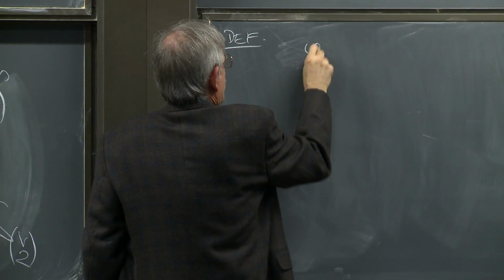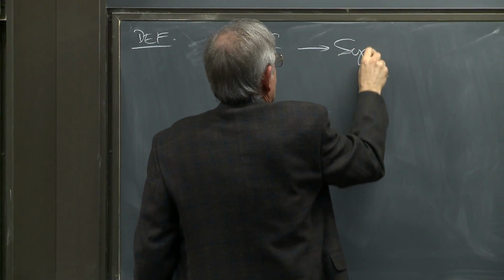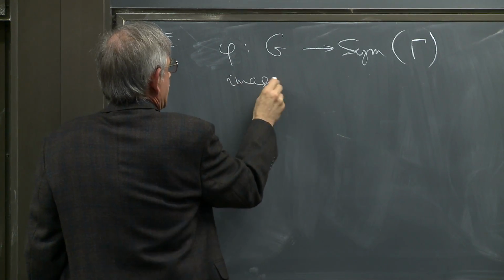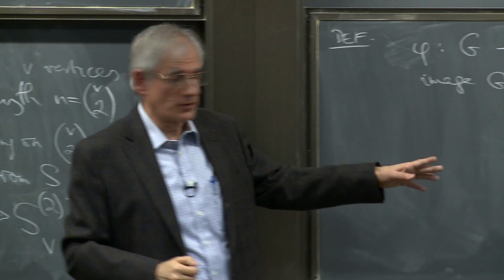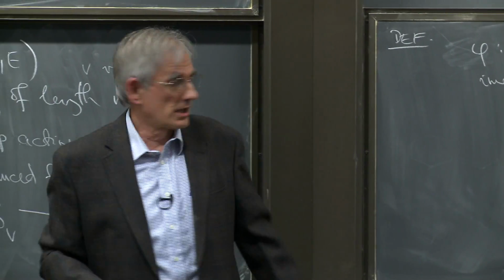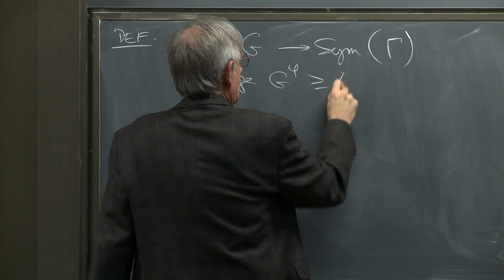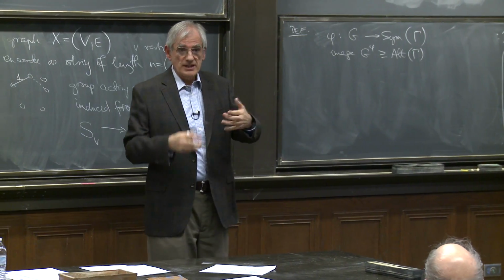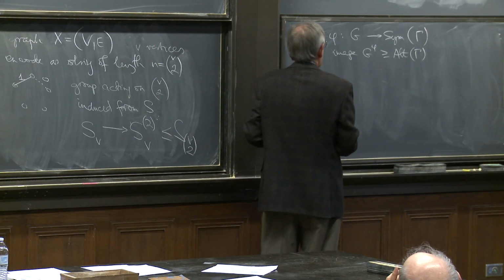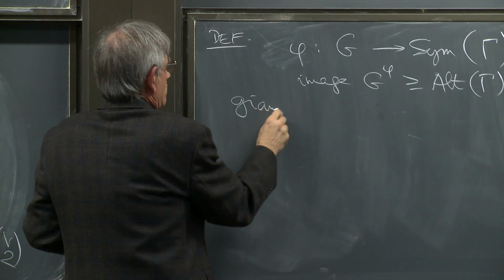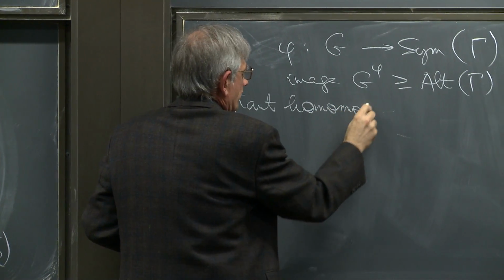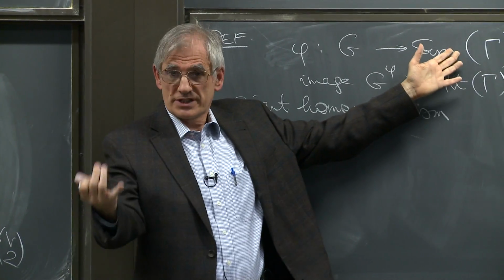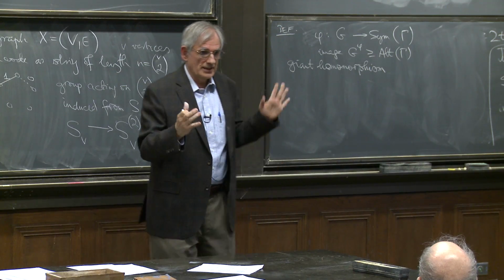If I have a homomorphism from G to the symmetric group on some set gamma, okay, and the image G to the phi, so I write operators in the exponent, okay? So G to the phi is where phi takes G, contains the alternating group, which means that this G sub phi is one of the giants. It's either the alternating group or the symmetric group on N. Then I call this a giant homomorphism. So once again, a giant homomorphism of a group is a map into the symmetric group on some set so that the image is a giant. That's the definition.